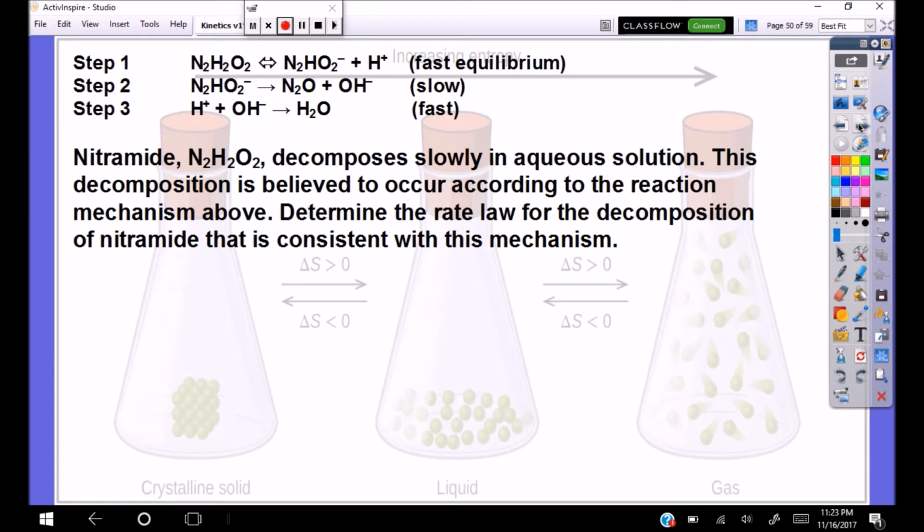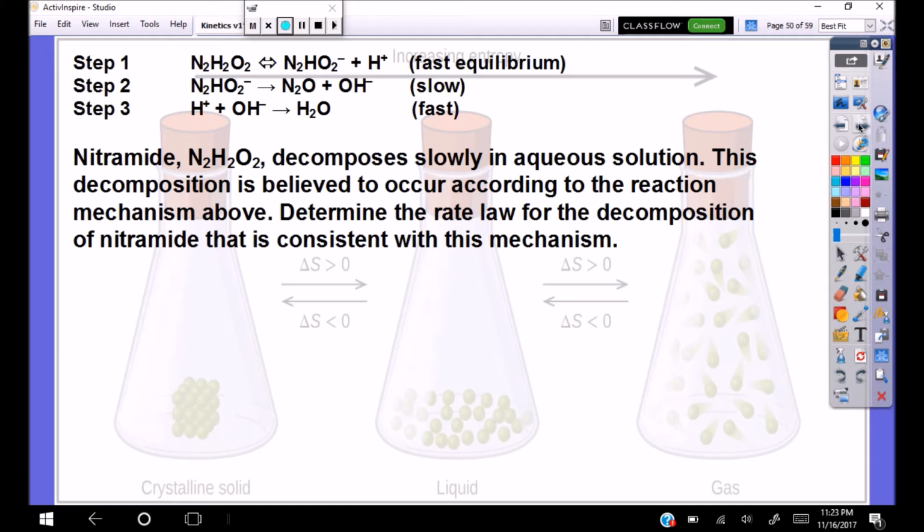Last one, let's try this one. Nitroamide, N2H2O2, decomposes slowly in aqueous solution. This decomposition is believed to occur according to the reaction mechanism above. Determine the rate law for the decomposition of nitroamide that is consistent with this mechanism. Let's look at my overall steps. I'm told I have a fast, a slow, and a fast.